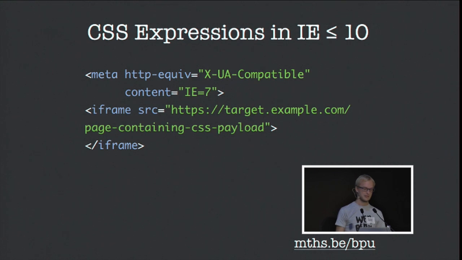So this allows the attacker to use CSS expressions in the context of the target website, even in IE10. So just to recap, there's two conditions here. If a target website allows you to inject arbitrary CSS, and it allows framing, then this enables attackers to perform cross-site scripting attacks on your site in Internet Explorer using nothing but CSS. I thought that was kind of crazy.